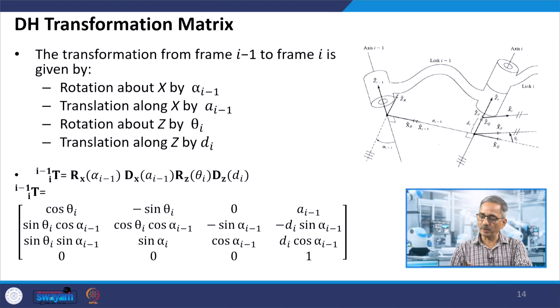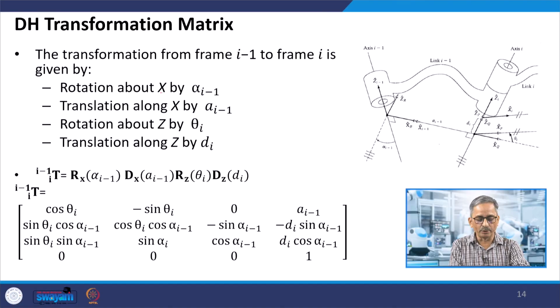Suppose I have to describe the link as well as the connection between the links using a single matrix, then how can we do that? I can do it in 2 ways. First, I can have a rotation about x by alpha i minus 1, then the translation along x by a i minus 1, and then the rotation about z by theta i, and finally the translation along z by d i.